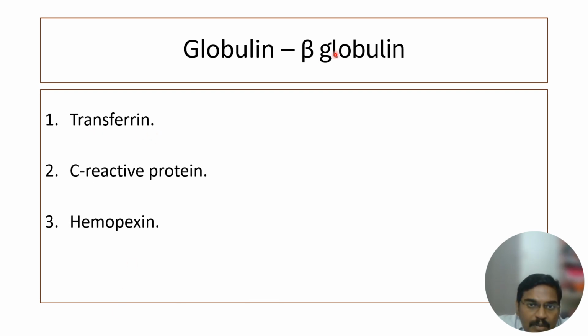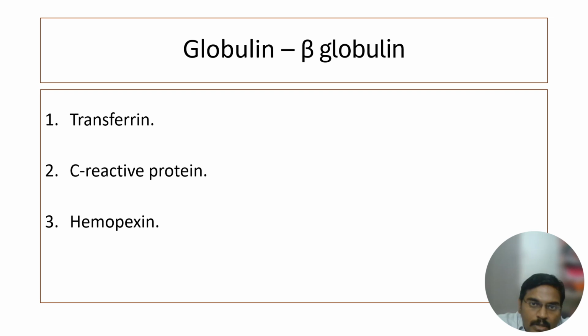So we have seen about transferrin and C-reactive protein in beta globulin. Hemopexin is similar to haptoglobin. When RBC is broken down, free hemoglobin will be released, and this hemoglobin will be broken down to form heme and globin. That free heme is toxic to our system when present in excess. It combines with hemopexin to form a complex which is cleared from our body. So hemopexin is involved in clearing free heme, and haptoglobin is involved in clearing free hemoglobin.